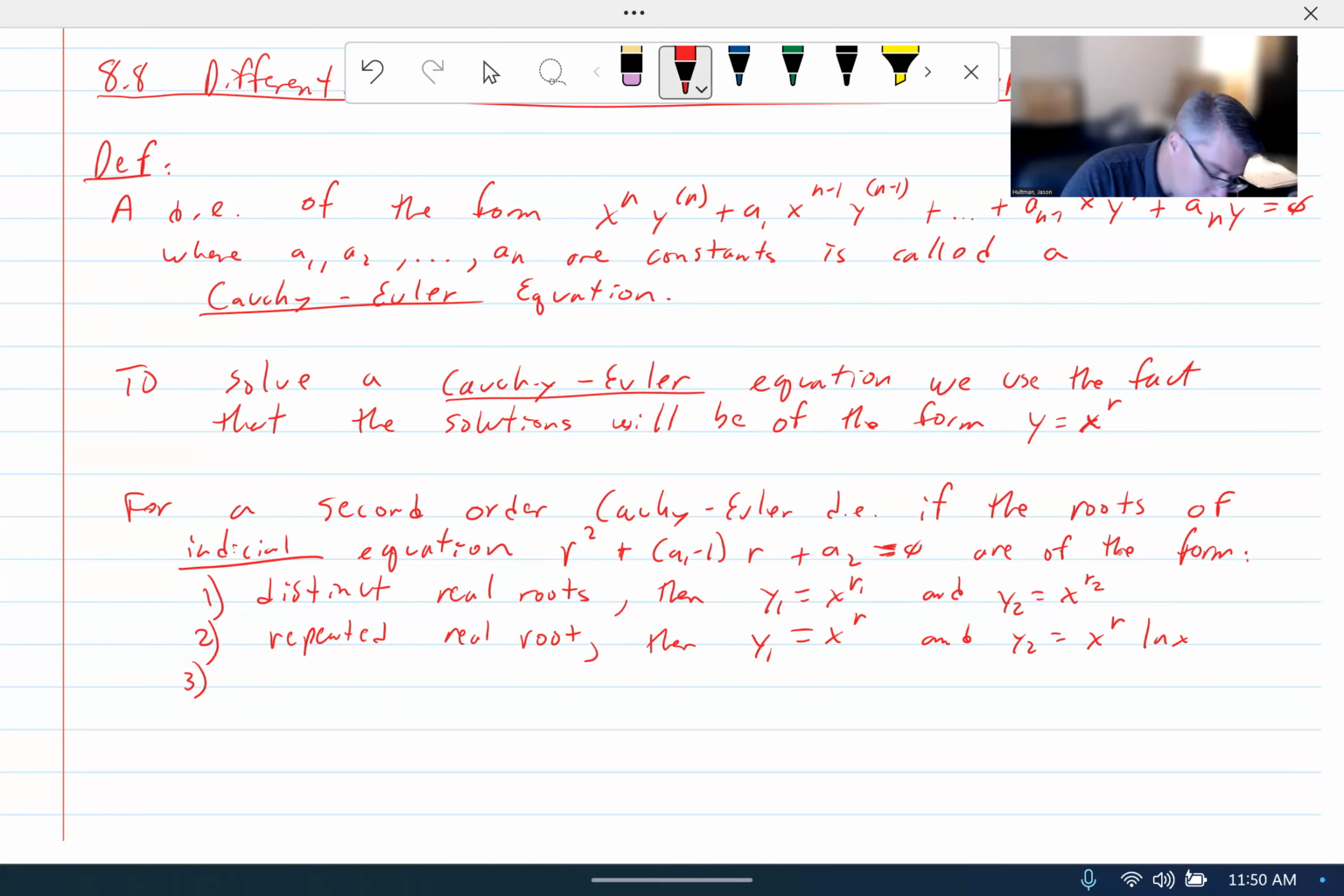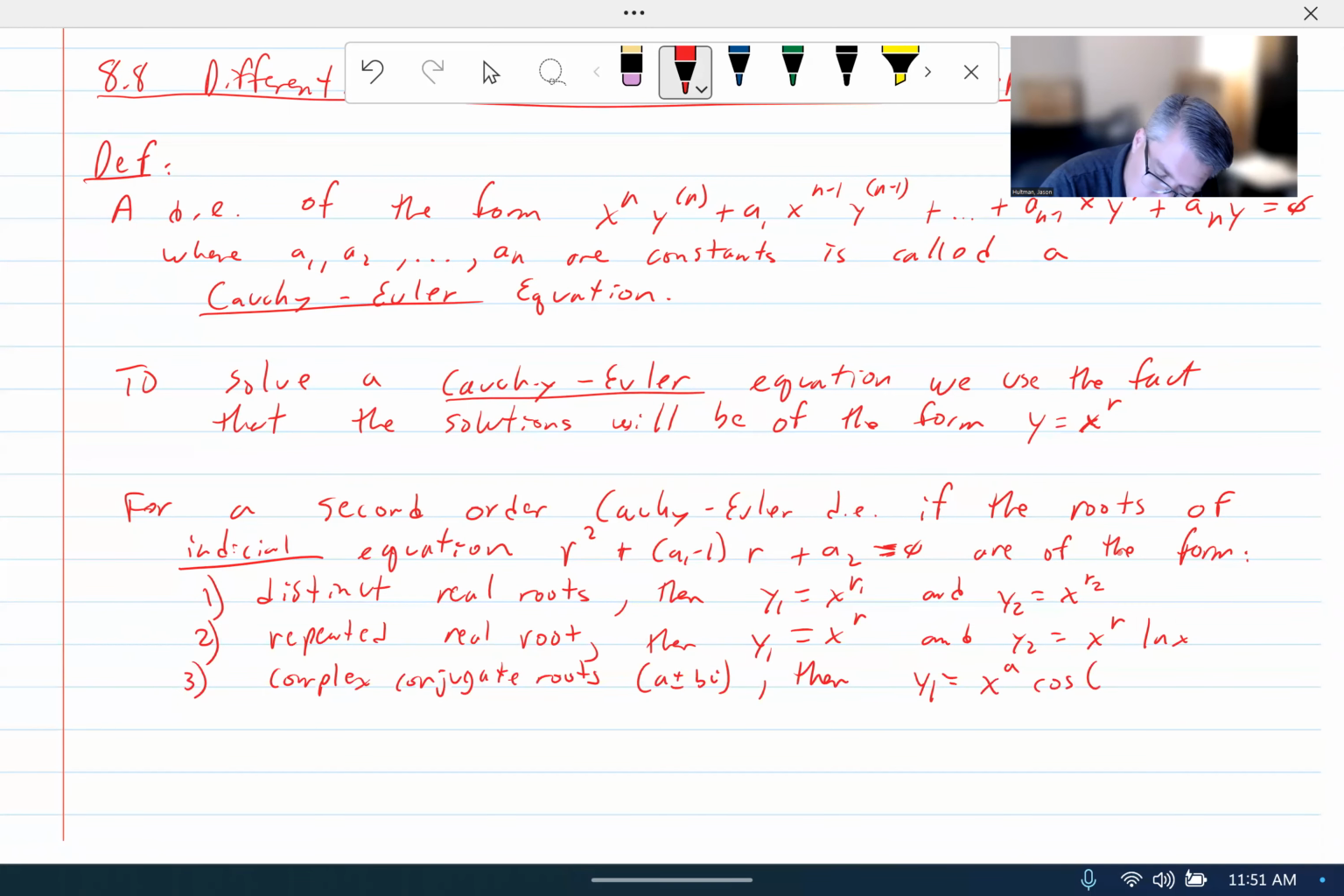Number 3, if they have complex conjugate roots, a plus or minus bi, then y1 equals x to the a times the cosine of b natural log x, and y2 equals x to the a times the sine of b natural log x.